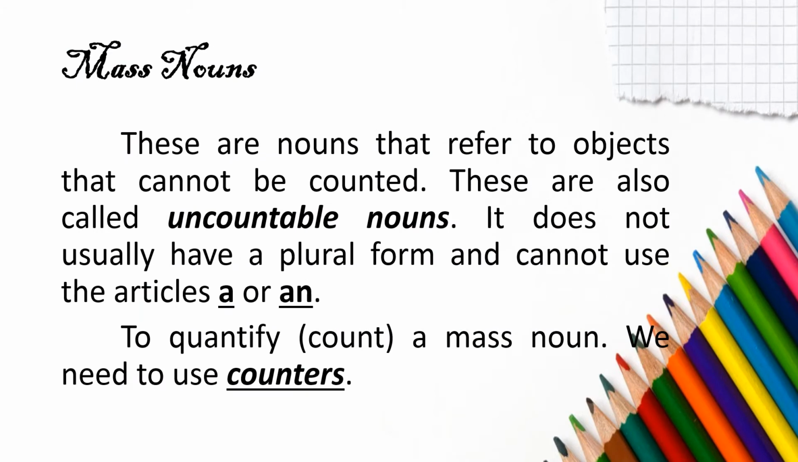We have different kinds of nouns. One of them is mass nouns. Mass nouns are nouns that refer to objects that cannot be counted. These are also called uncountable nouns. It doesn't usually have a plural form and cannot use the articles a or an. In order for us to count a mass noun, we use quantifiers like counters.